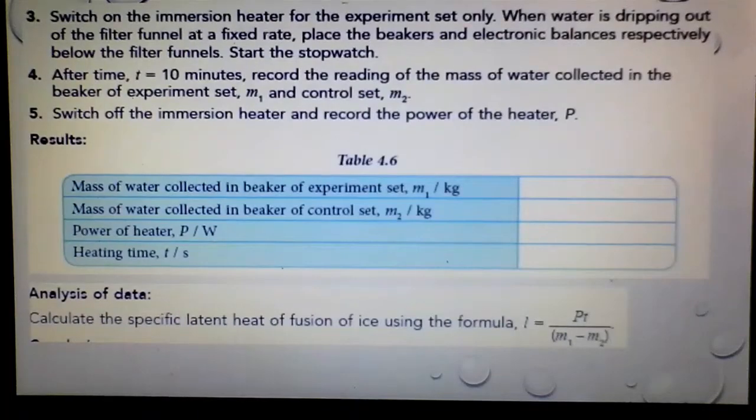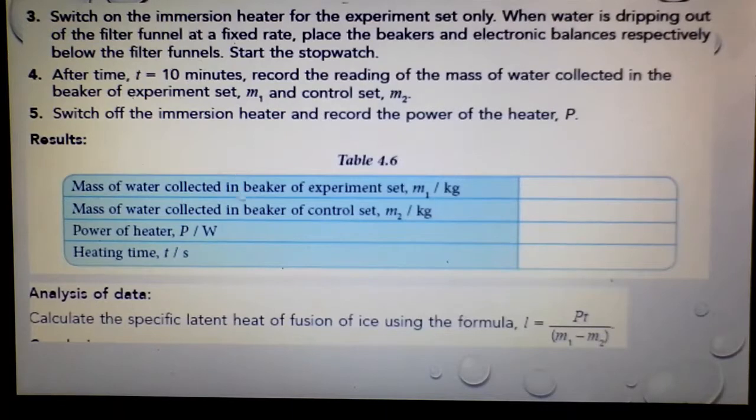Okay, switch on the immersion heater for the experiment set only. When water is dripping out of the filter funnel at a fixed rate, place the beakers and electronic balances respectively below the filter funnel. Start the stopwatch. After time t equals 10 minutes, record the reading of the mass of water collected in the beaker, experiment set M1 and control set M2. Switch off the immersion heater and record the power of the heater P.